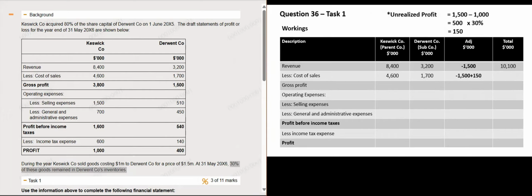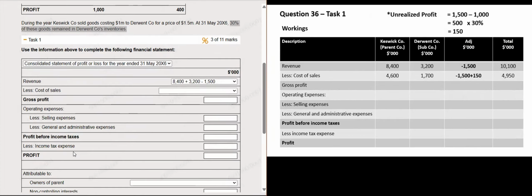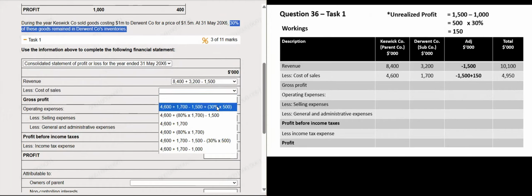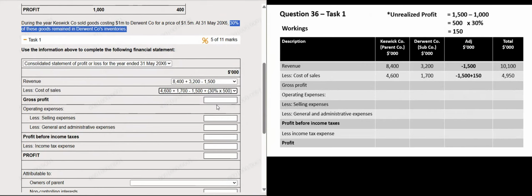This leads to a consolidated cost of sales figure of 4,950,000. Looking at the drop-down menu for cost of sales, the correct option is going to be the very first option. That is 4.6 million plus 1.7 million minus 1.5 million of intragroup purchases plus 30% of 500,000. That is the amount of unrealized profit.